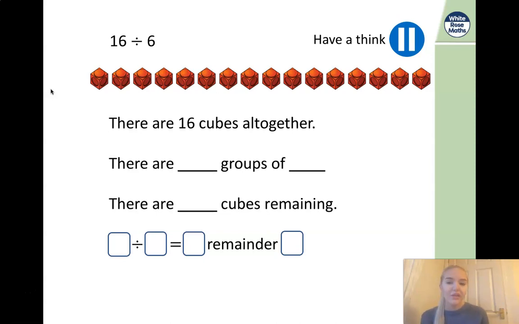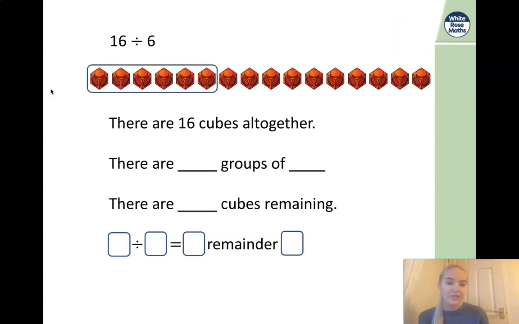Okay, so I know that this time my divisor is 6. So I am making groups of 6. I can start by making my first group of 6 and another group of 6. Now I am left with 4 cubes. Can I make another group of 6 with these 4 cubes? I can't, no, so these will be my remaining cubes. Now I've grouped my cubes, I can begin to start my sentences.